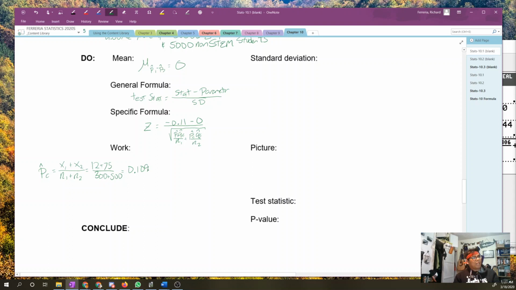0.1088, so let's make that 0.09. That's our PC. So now when we do our Z, that's going to be equal.